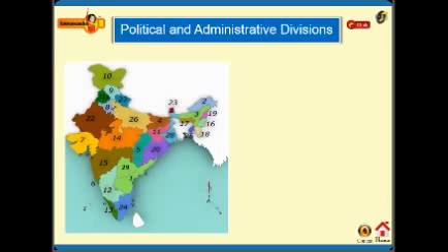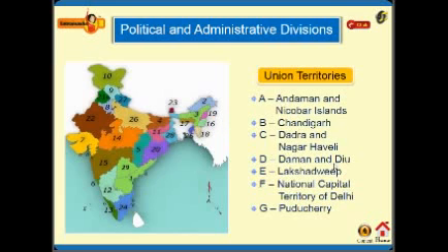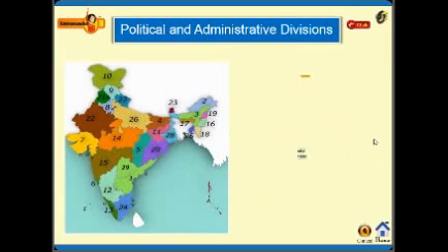And now let's see the political and administrative divisions of India. See it on the map. Union territories: A. Andaman and Nicobar Islands, B. Chandigarh, C. Dadra and Nagar Haveli, D. Daman and Diu, E. Lakshadweep, F. National Capital Territory of Delhi, and G. Puducherry. Can you see the numbers and the letters? Yes.